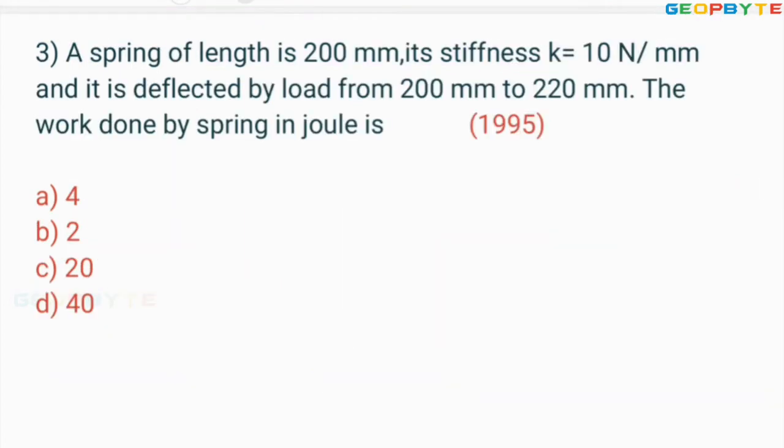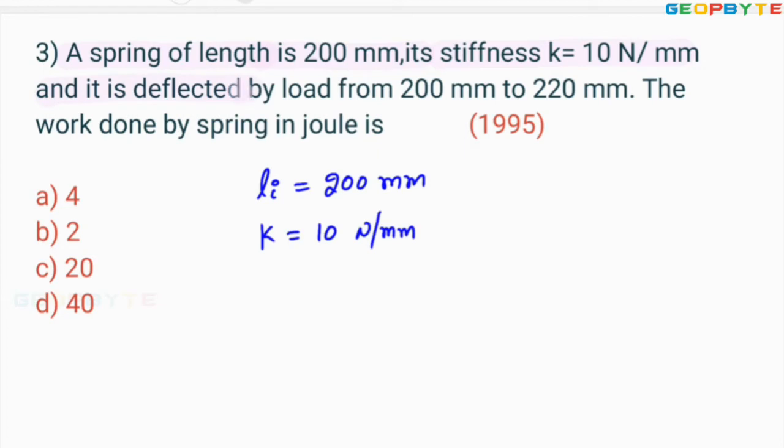Look at the third problem. A spring of length 200 mm. The initial length of the spring, Li equal to 200 millimeters. Stiffness K equal to 10 Newton per millimeter.